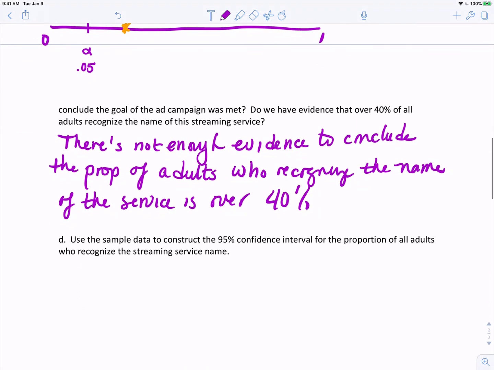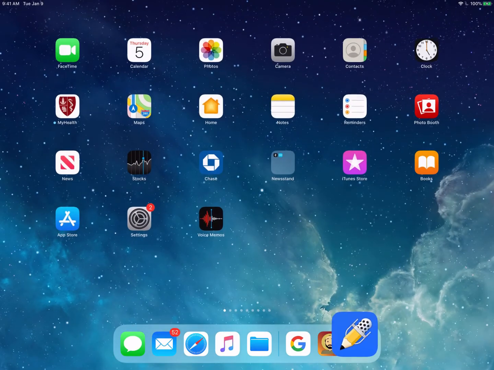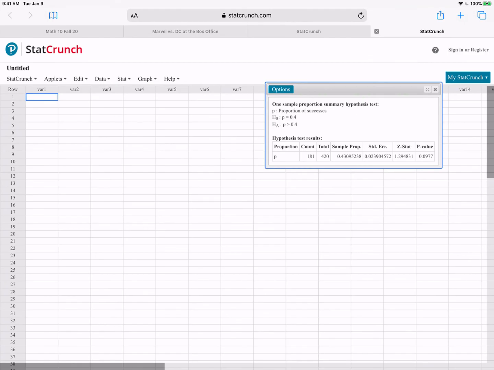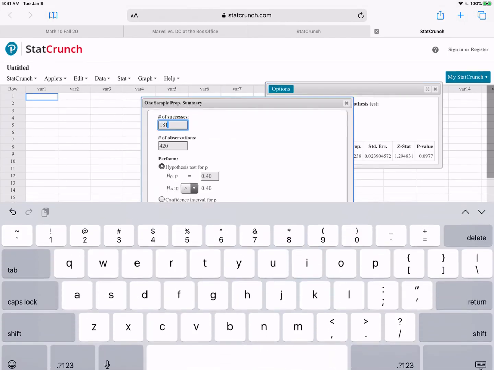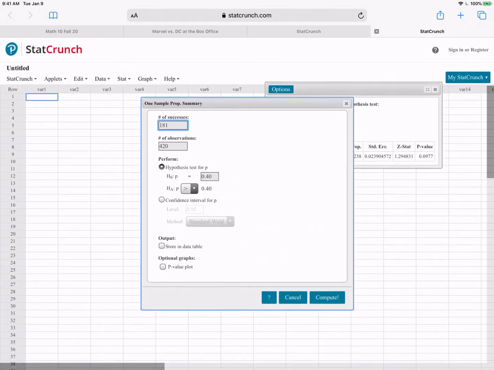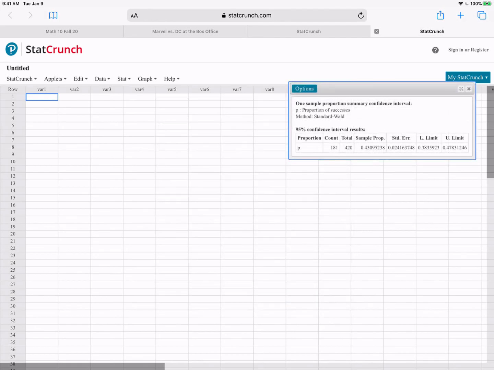Use the sample data to construct the 95% confidence interval for the proportion of all adults who recognize the streaming service. So what we did originally was we did a hypothesis test. Now we're being asked to use the same information, and instead of a hypothesis test, we'd like to make a confidence interval. So that's all we have to do, since the data is there, is just click the confidence interval button and we'll compute. So we have a lower limit of 0.384 and an upper limit of 0.478.